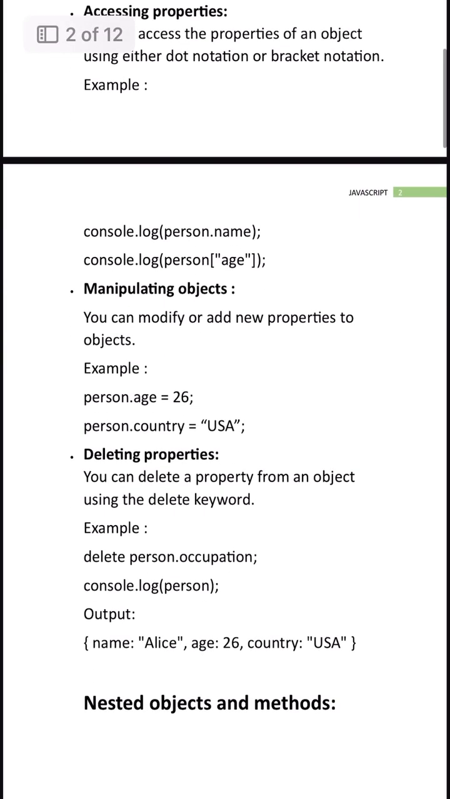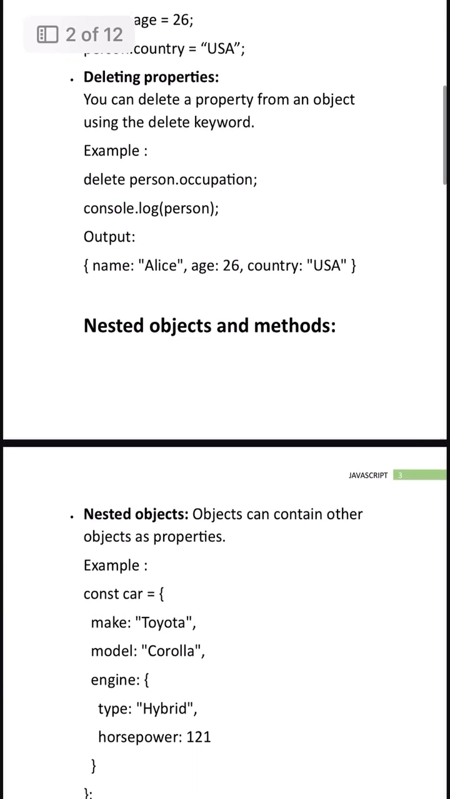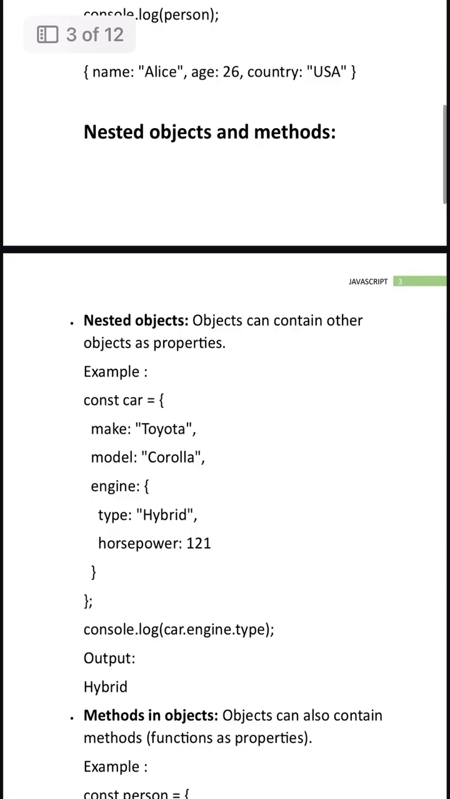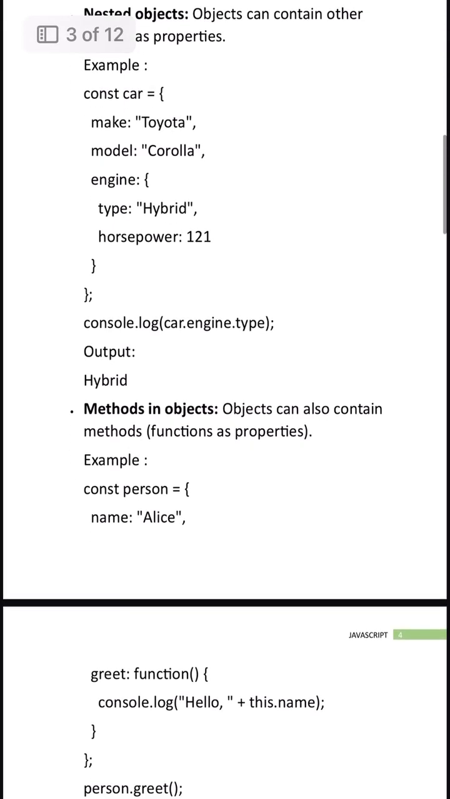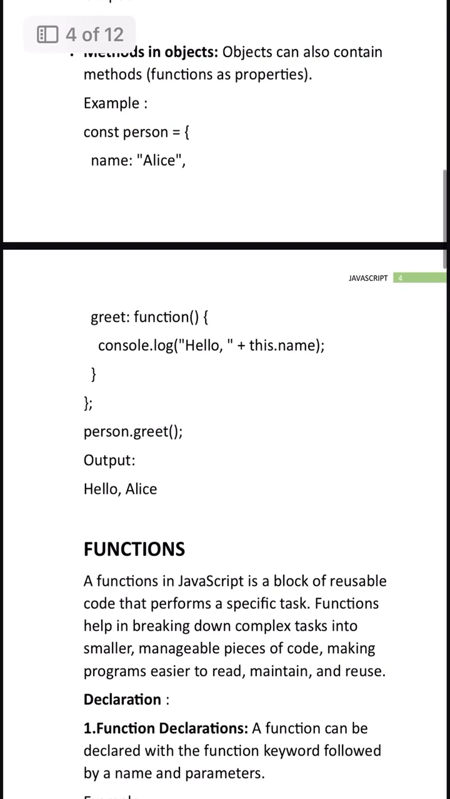Manipulating objects. You can modify or add new properties to objects. Deleting properties. You can delete a property from an object using the delete keyword. Nested objects and methods. Nested objects. Nested objects can contain other objects as properties. Methods in objects. Objects can also contain methods, functions as properties. Here you can see the example of methods in objects.